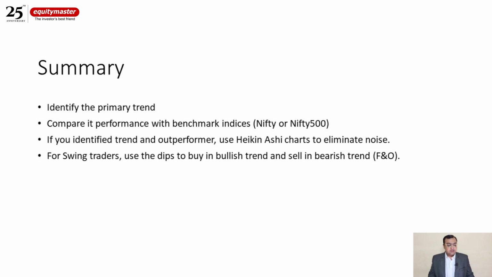Just to summarize, in today's video, what you can do is identify the primary trend, probably on a longer time frame, with ratio charts, and look at the outperformance or compare it with the benchmark indices. Probably I've done it with Nifty. You can do it with Nifty 500 or anything. If you identify the outperformer, use Heikin charts to take the ride, because it definitely eliminates the noise. There are various types of charts as well, Heikin, Kagi, whatever you want, but definitely they eliminate the noise.